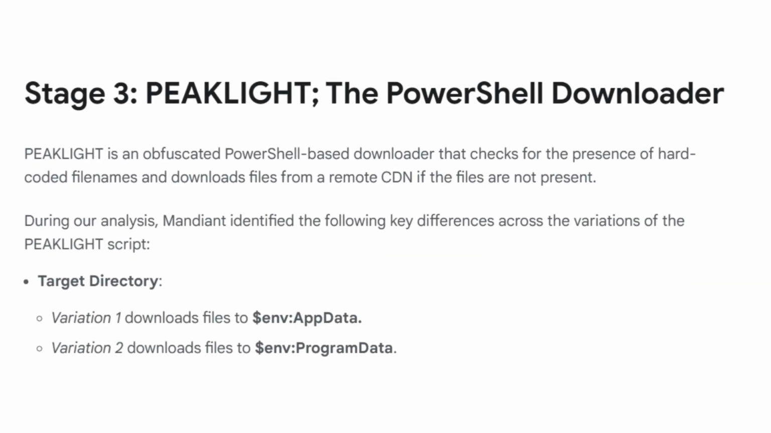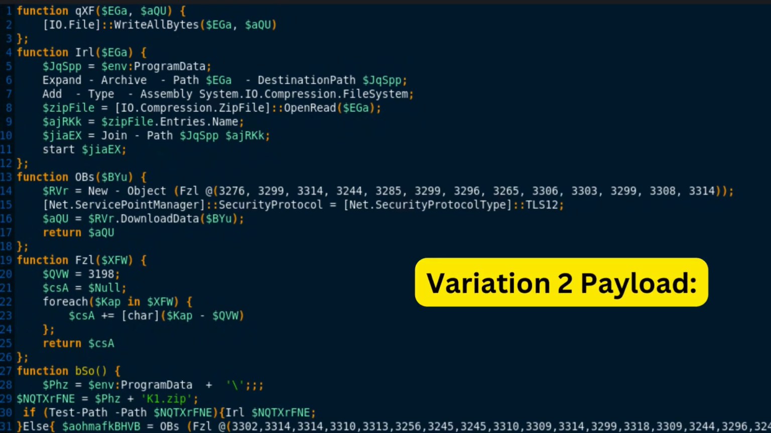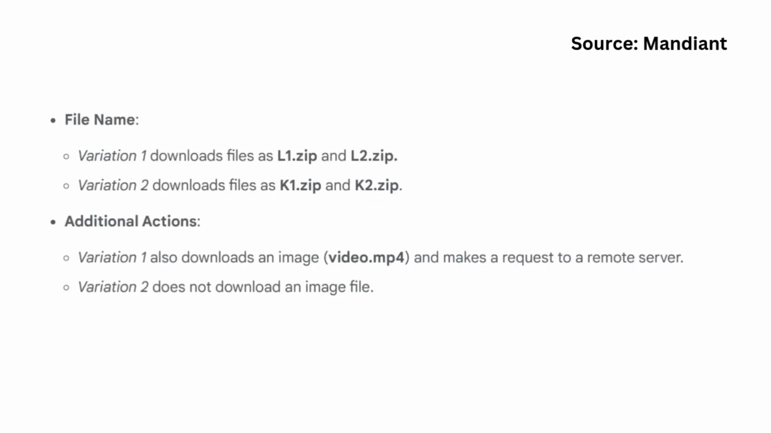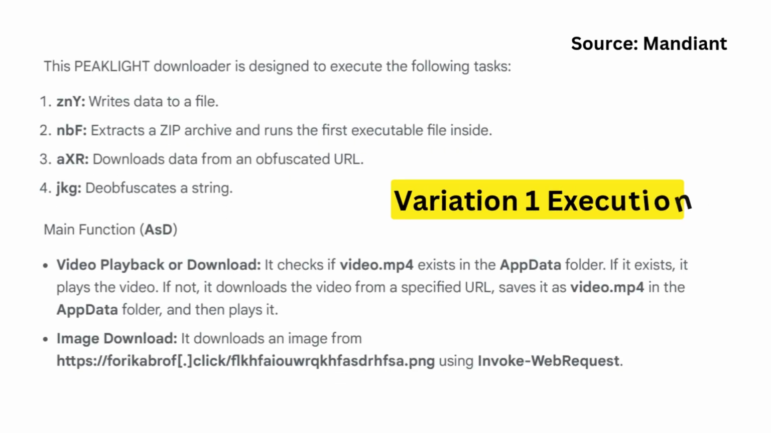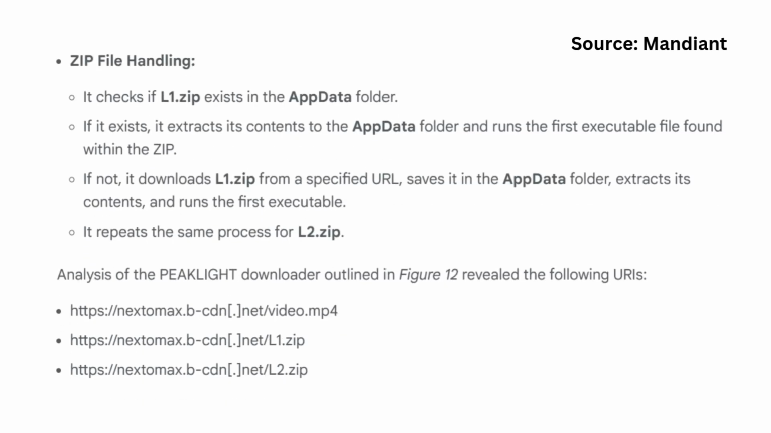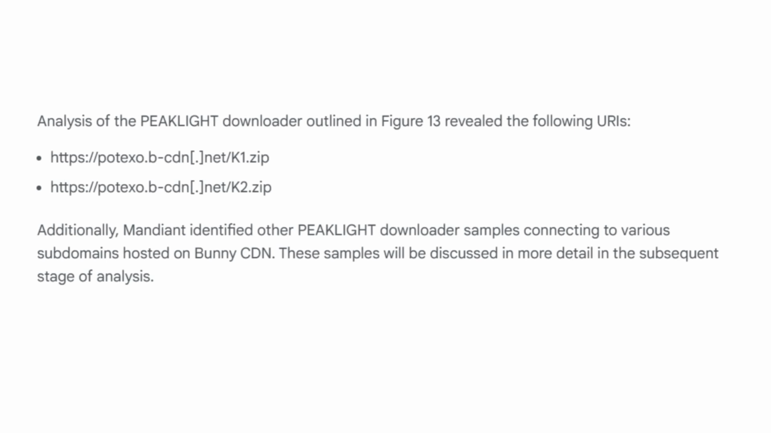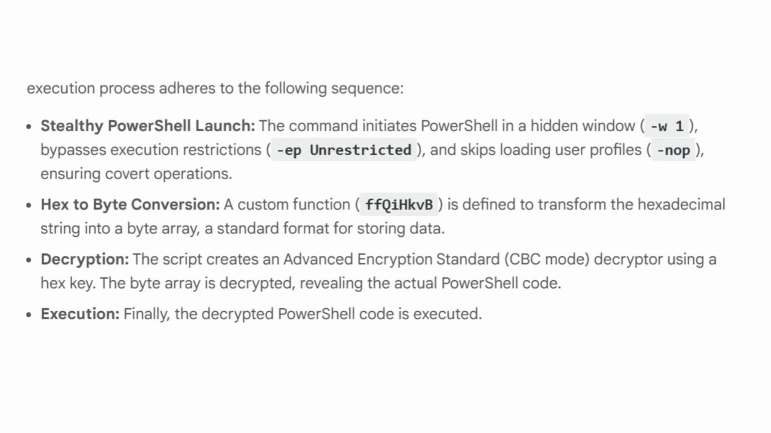PeakLight checks the system for certain files. If they aren't found, it downloads them from the remote CDN. It's said that Mandiant observed key variations in how the downloader operates. In one variation, the files are saved into the AppData folder, and in another, they are saved to ProgramData. The file names and the execution logic also change, showing the attacker's adaptability. PeakLight's main goal is to download and execute malicious zip files, but it doesn't stop there. The downloader has several functions for writing data to files.